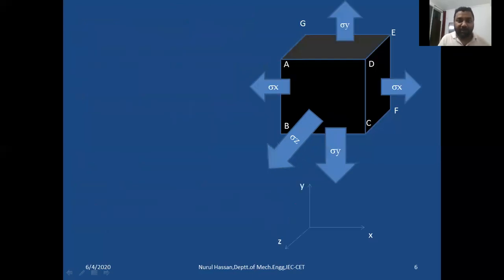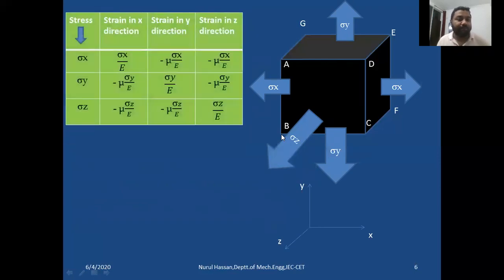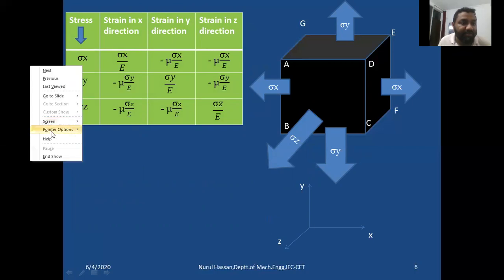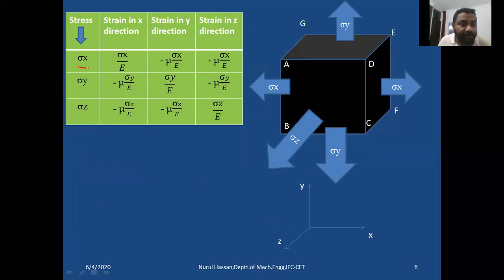Okay, now it was our problem, three stresses acting in three directions, these are the axes. Now see, this is the table. Because of the stress sigma x, linear strain in x direction, it was sigma x by E. Strain in y direction, it was minus mu sigma x by E. Strain in z direction, it was minus mu sigma x by E.